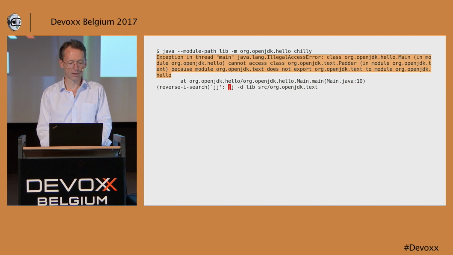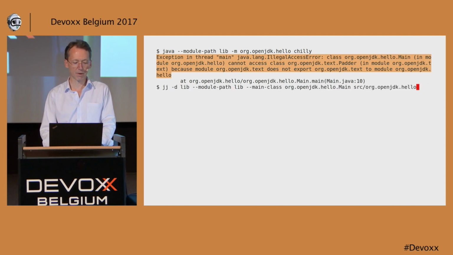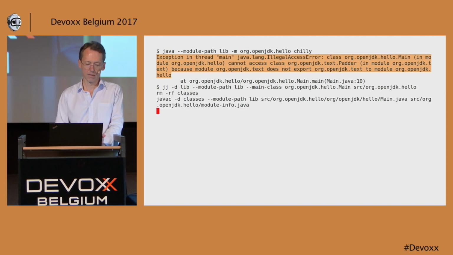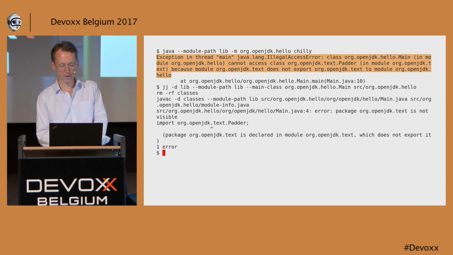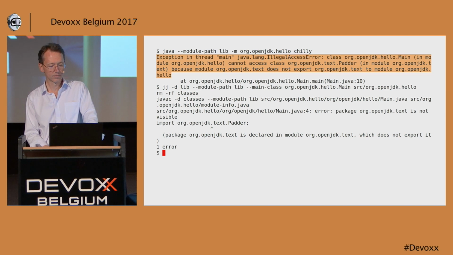And as I said earlier, we have fidelity at compile time and runtime. If I try to compile the hello module, then that also fails. It gives a similar error message to what we saw earlier. So this comes back to the point that Alex made.